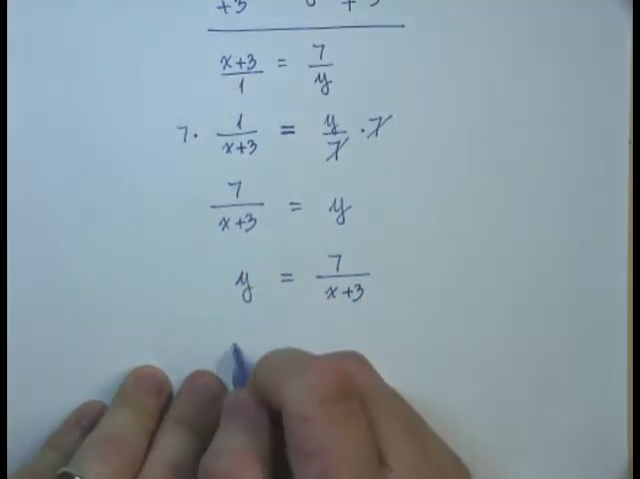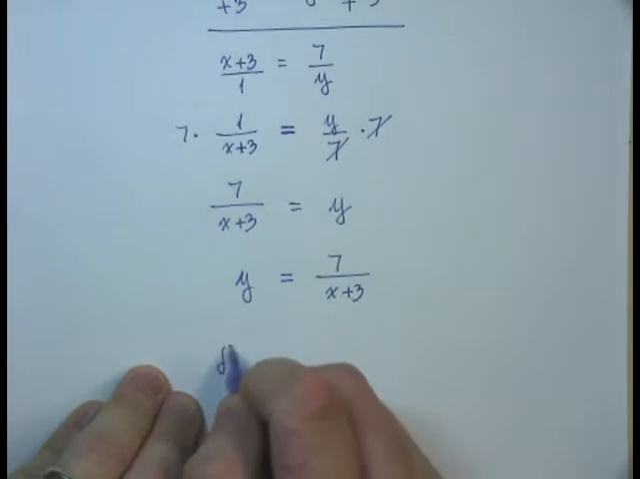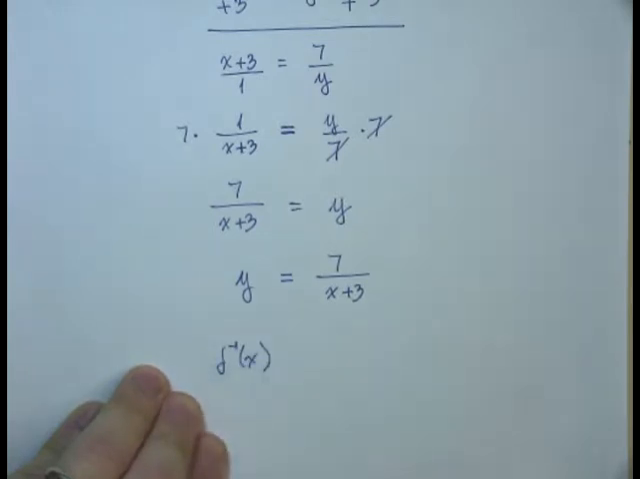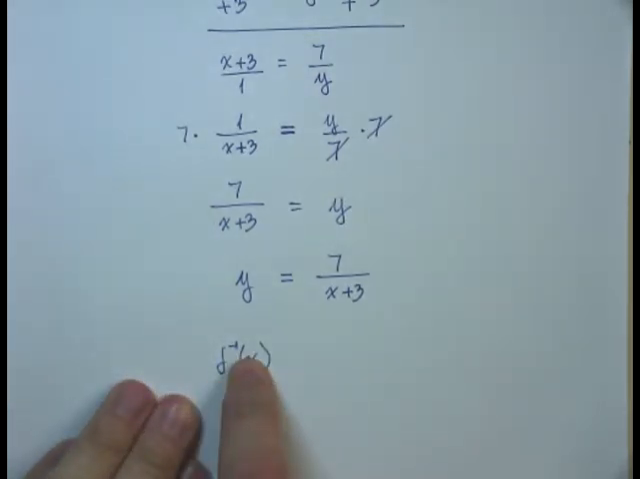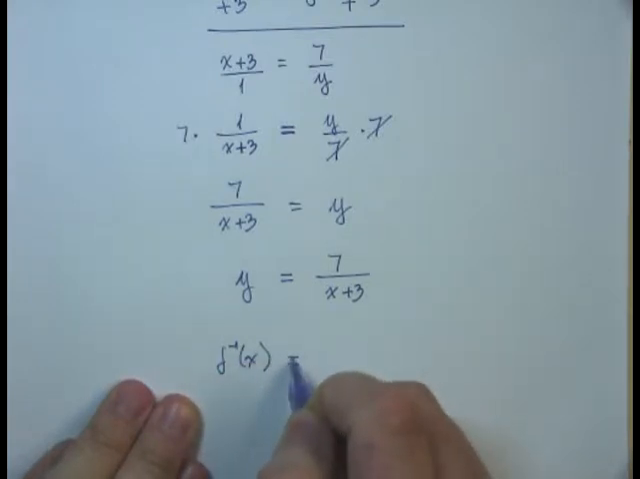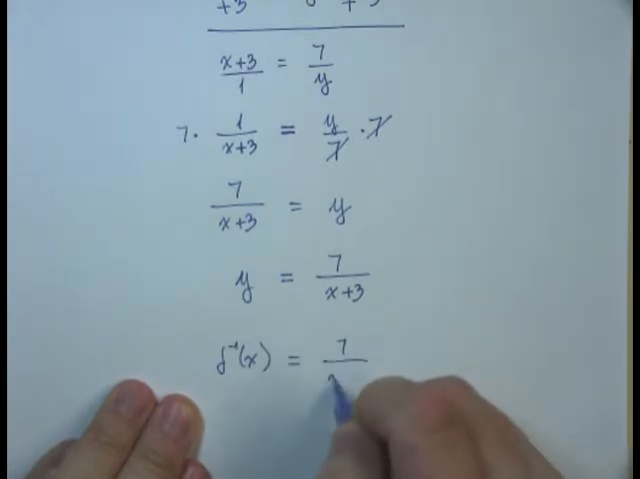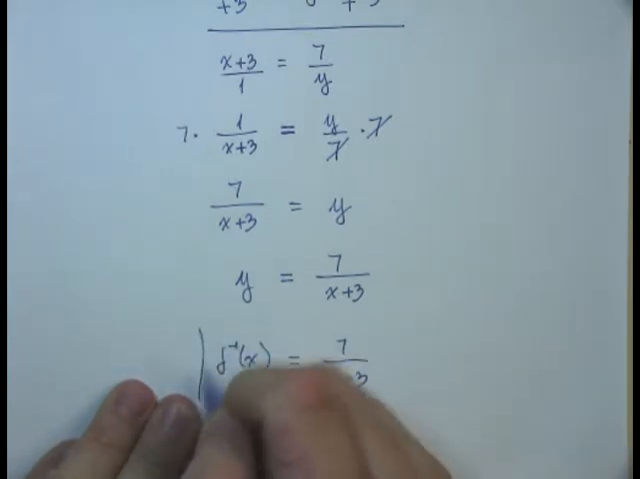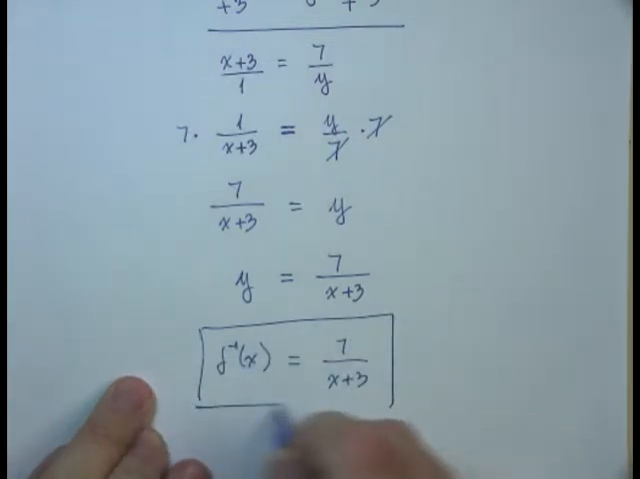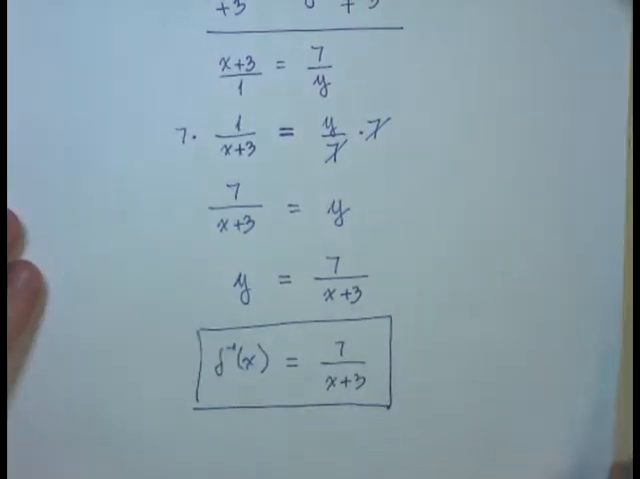So my inverse function now is decided to be, and here's my function f inverse, f negative 1 power of x. That's the notation for the inverse. So f inverse of x equals 7 over x plus 3. And here is the final answer to my example number 5.